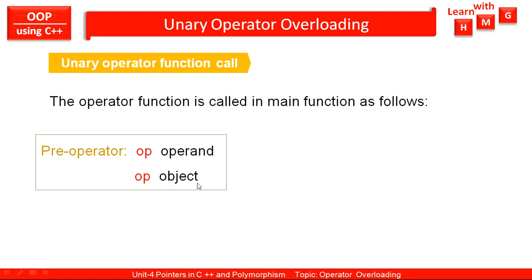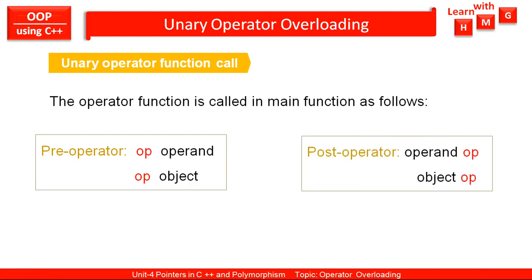So here first of all the operator symbol will be there, op means operator symbol, and then the object name on which that operator will operate. For example, we will see later on. The other method is the post operator, that is the operator is operated post to the operand. So first the object, first the operand, and then the operator. For example, the object will be there and then the operator symbol will be there.